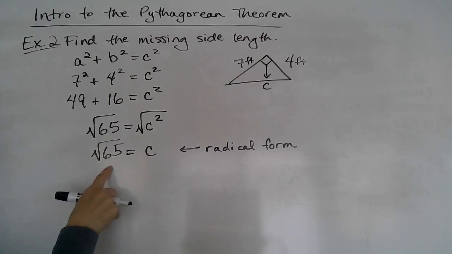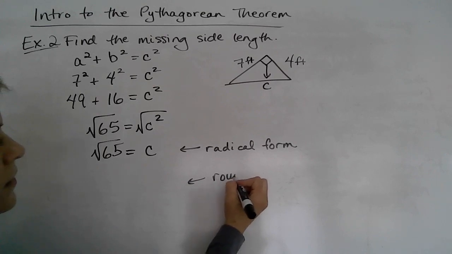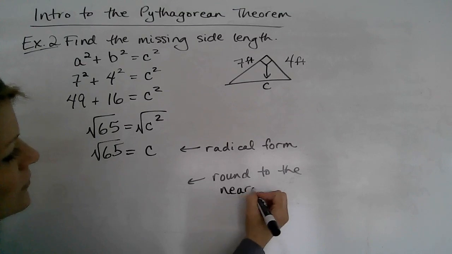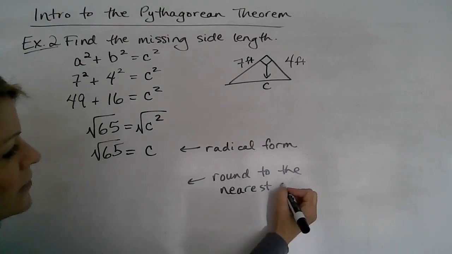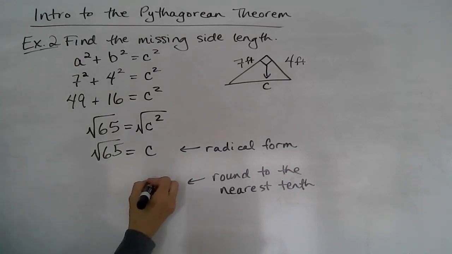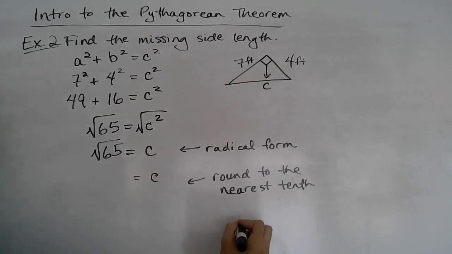But they might also ask you to round to the nearest tenth. So you could use a calculator to find the square root of 65. You should have a pretty good idea of what it is because we have talked about how you can estimate square roots. Just kind of off to the side here, 64 is the closest perfect square to 65. And then the one after it would be 81.